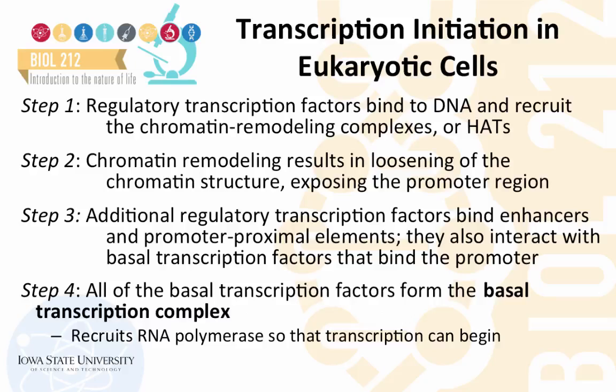So here's how transcription initiates in eukaryotic cells. First, regulatory transcription factors bind to DNA and recruit the chromatin remodeling complexes, or HATs, also known as histone acetyltransferases. These enzymes then remodel chromatin, resulting in the loosening of the chromatin structure, exposing the promoter region. After this, additional regulatory transcription factors bind enhancers and promoter proximal elements. They also interact with basal transcription factors that bind the promoter.